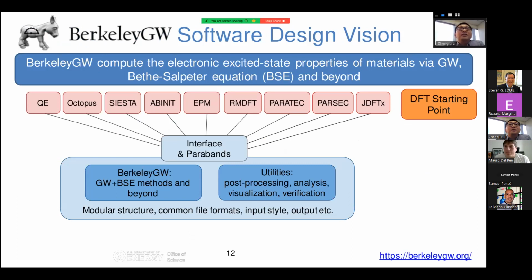Okay, so the next question is actually regarding VASP GW. I ran the silicon example in VASP using GW BSE, but when I ran the GW with a high core count, like 36 or 72, it's quite slow compared to running with 2 or 3 cores. Any explanation or recommendations? Right, so you're running silicon?